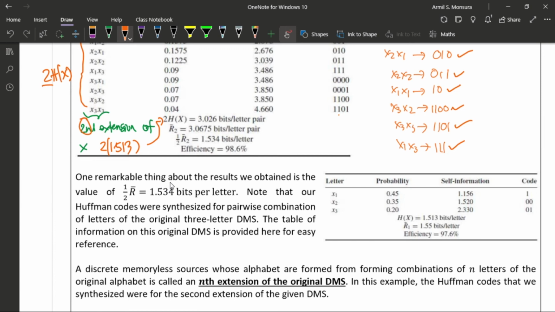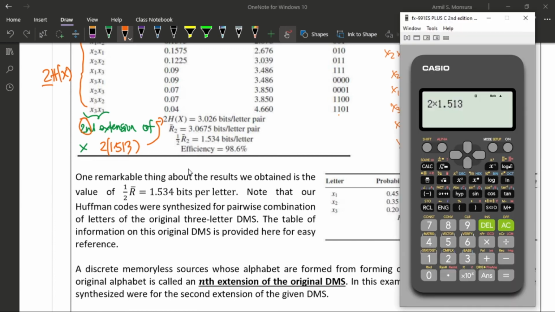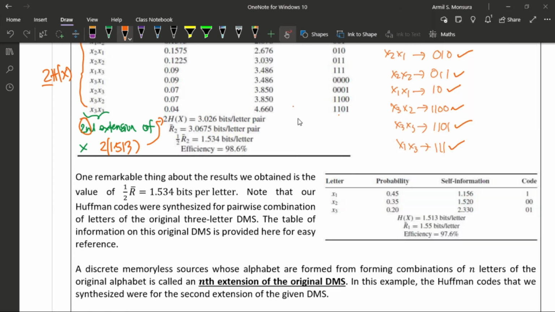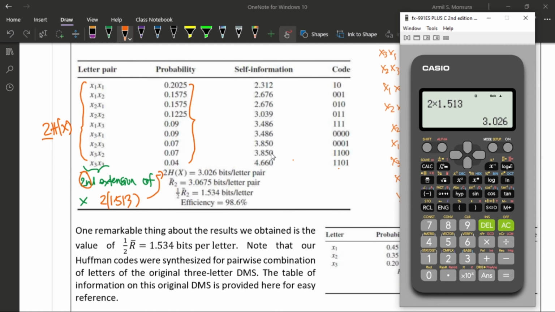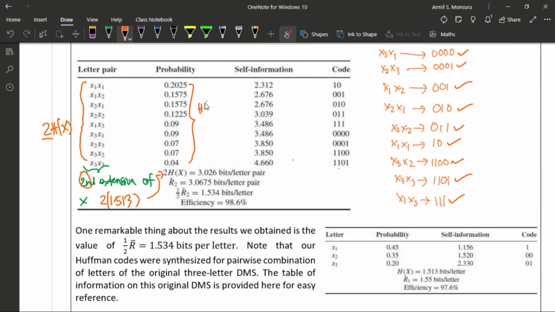So the entropy of the second extension should be 3.026. But we can verify that by computing the entropy using these probabilities. We can use the formula for the entropy using these probabilities. If I actually calculate the entropy of the source using these probabilities, it would give me 3.026 bits per letter pair. So the entropy of this source is 3.026 bits per letter pair.